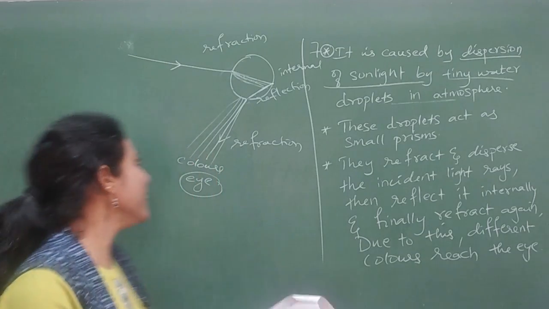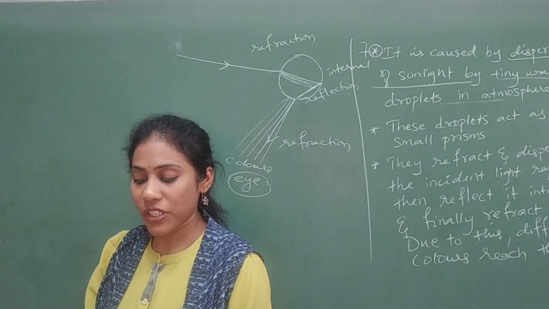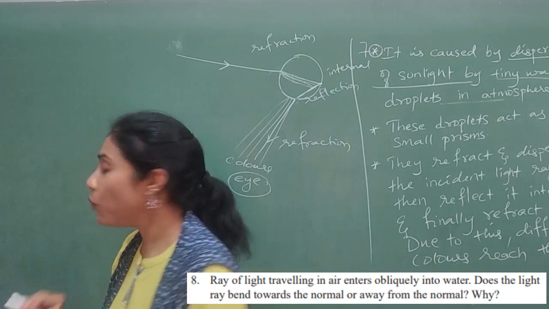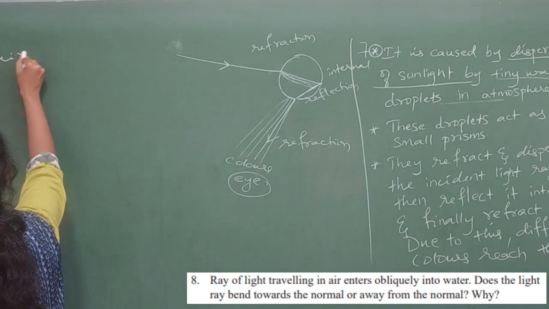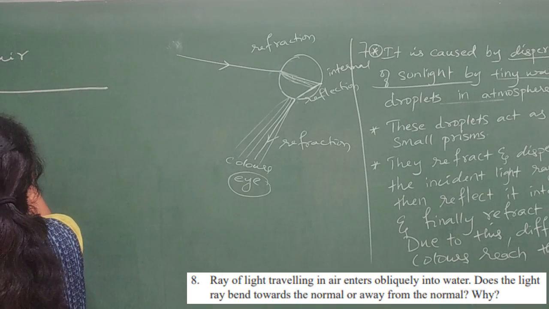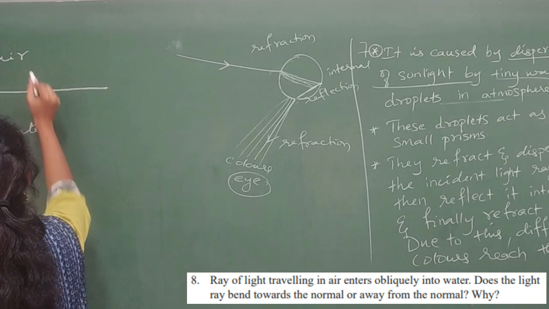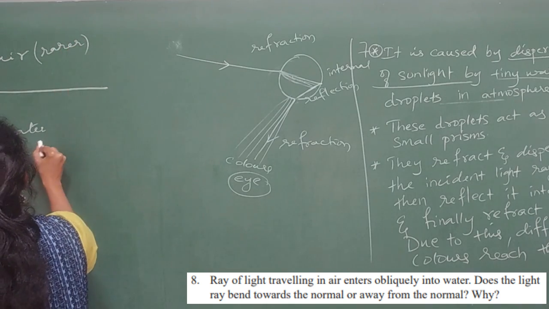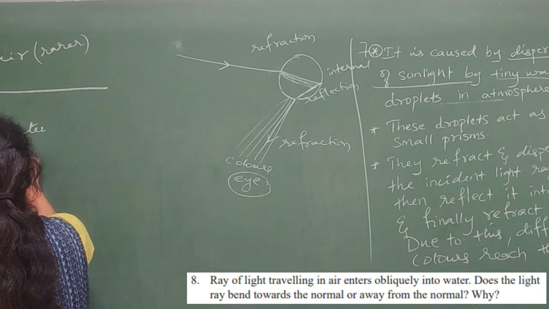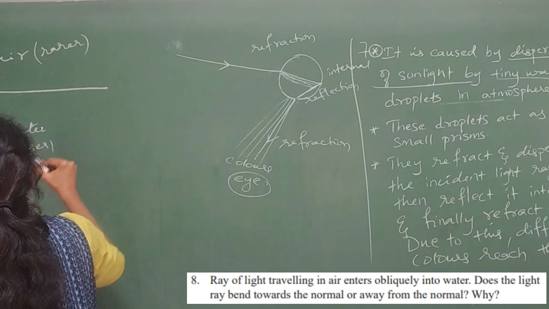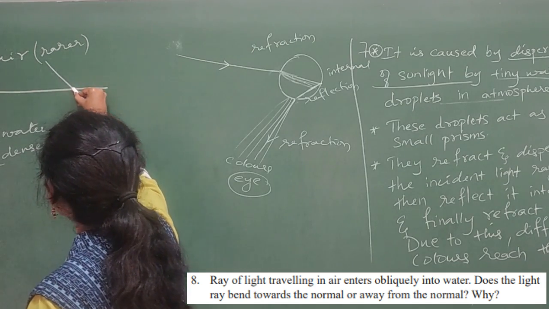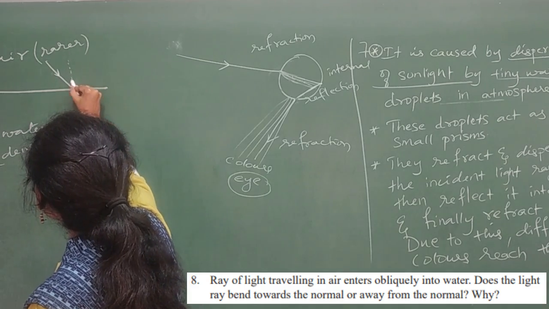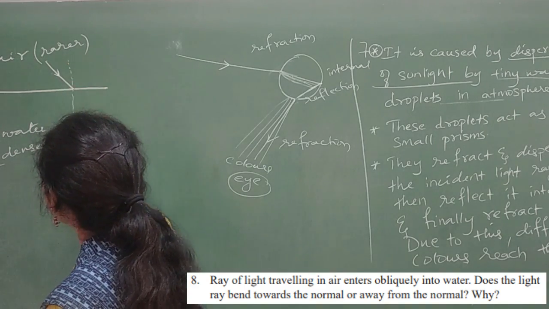Now coming to the 8th question. A ray of light traveling in air enters obliquely into water. So this is the medium air and here you have water. You should know air is a rarer, lighter medium, whereas water is a denser medium, right? A ray is entering obliquely. This is the incident ray and this is our normal.